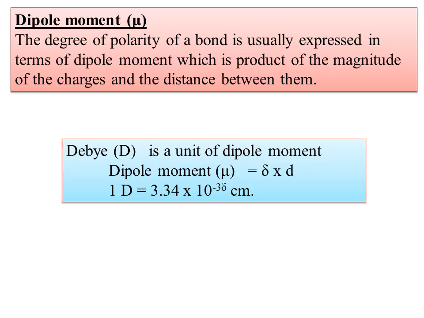Similarly, another parameter we can consider to say whether the given molecule is polar or non-polar is the dipole moment. The degree of polarity of a bond is usually expressed in terms of dipole moment, which is the product of the magnitude of charges and the distance between them. The unit is the debye. So dipole moment mu is delta into d, where delta is the magnitude of charges and d is the distance between them. 1 D is equal to 3.34 times 10 to the power of minus 30 coulomb metre.